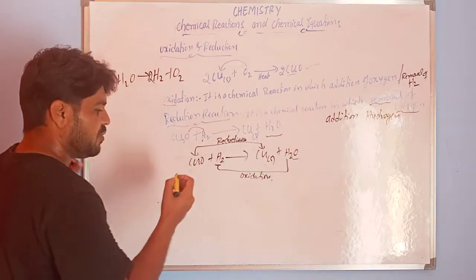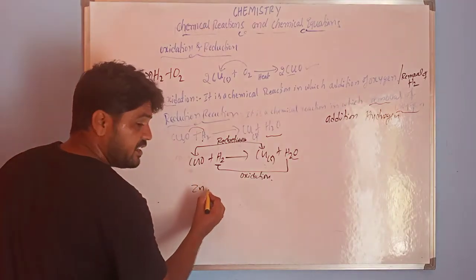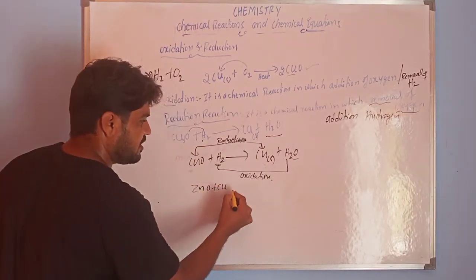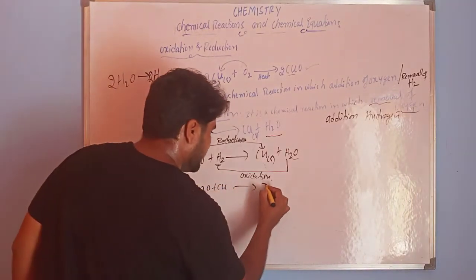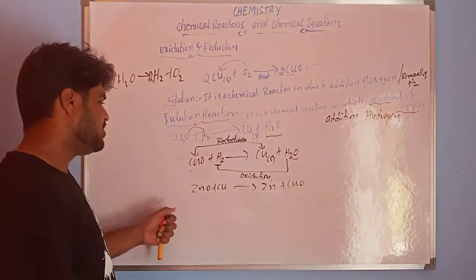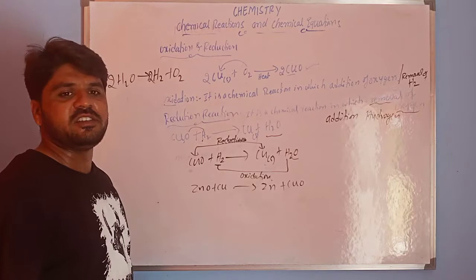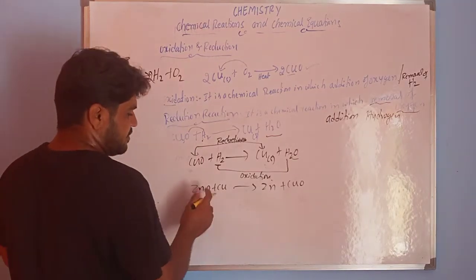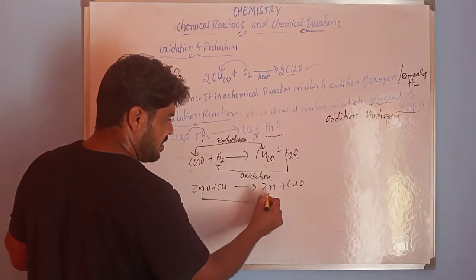Next, one more example, ZnO. This ZnO reacts with copper. This gives Zn and copper oxide. Can you say which elements undergo oxidation and reduction? See, here ZnO is there. From this ZnO we get the product Zn.